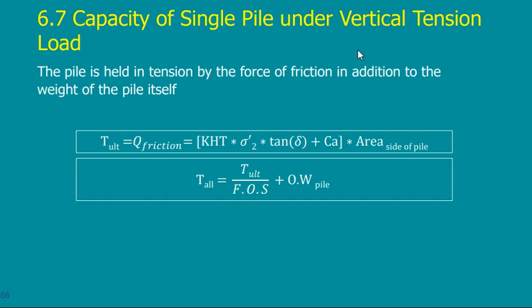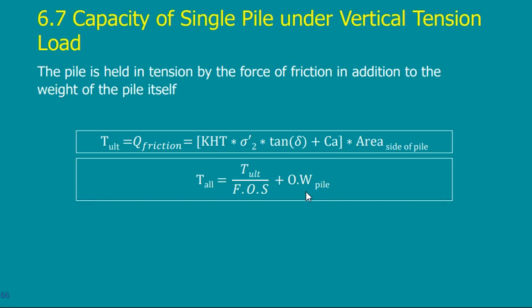So whatever the method you are using, use it here and then divide it by the factor of safety if you are getting the ultimate. If you are using an equation like the dynamic formula and it gives you directly the allowable, then use the allowable as it is, as the portion of the friction only. And as I said, now we are going to add the own weight.